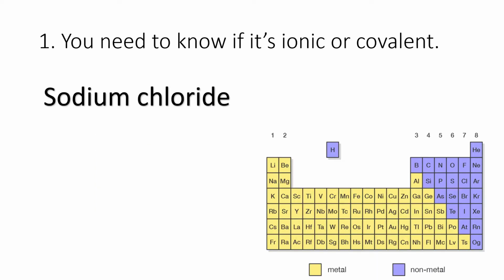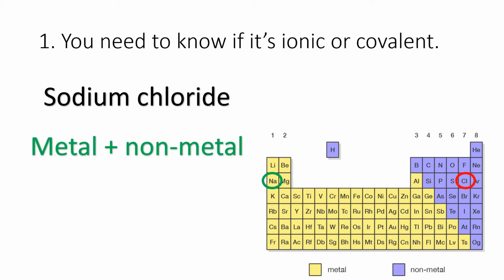Okay, so why don't you pause the video and have a go at deciding if sodium chloride is ionic or covalent. Okay, well, sodium is here and it's a metal, and chlorine is here and it's a non-metal, metal and non-metal, so it's going to be ionic bonding, and we're going to do an ionic dot and cross diagram.